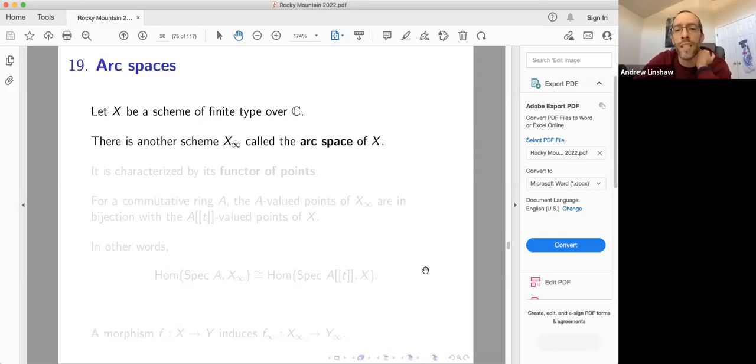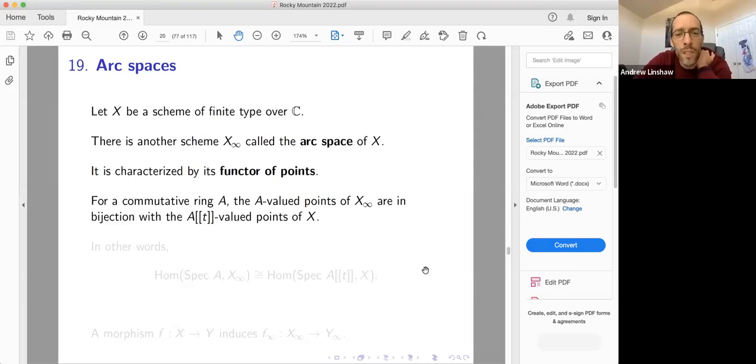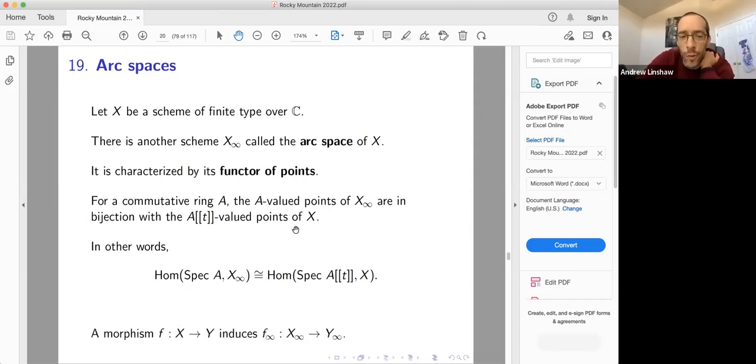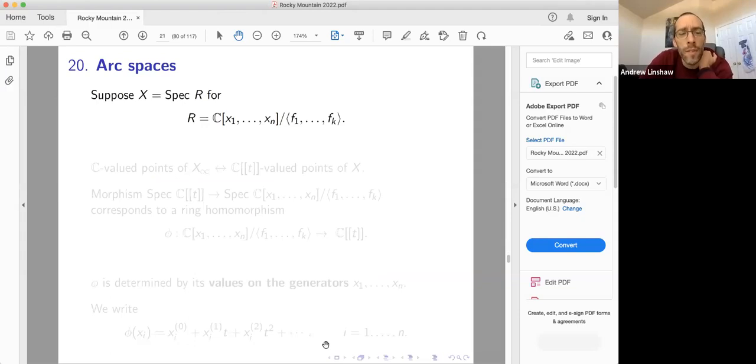There's another scheme, X_infinity, that's called the arc space of X, that can be characterized by its functor of points. If you have a commutative ring A, the A-valued points of X_infinity are in bijection with the A[[t]]-valued points of X. This construction is obviously functorial. If you have a morphism of schemes, you get a morphism of the corresponding arc spaces. And if X happens to be affine, then there's a nice presentation for X_infinity. It's also an affine scheme.